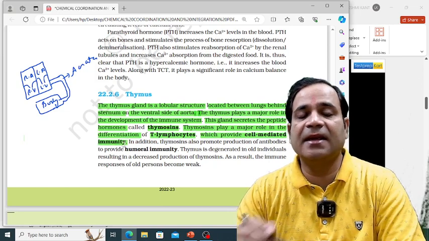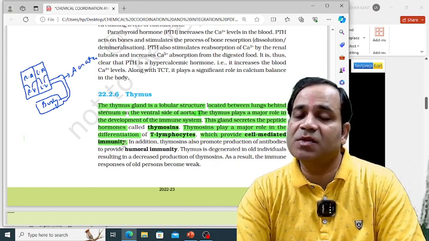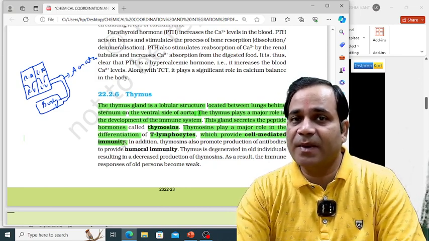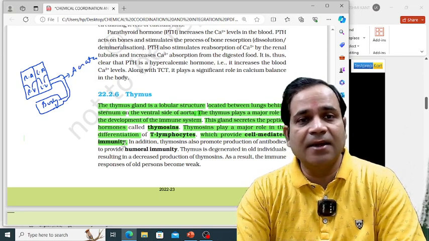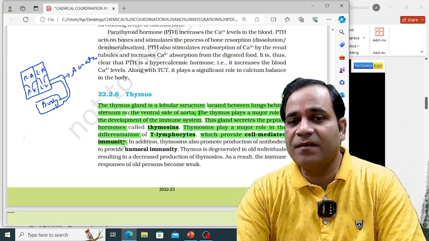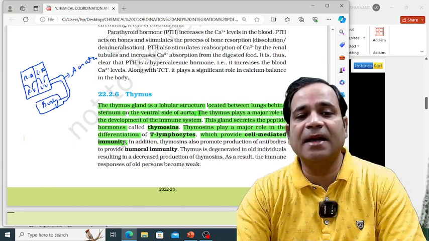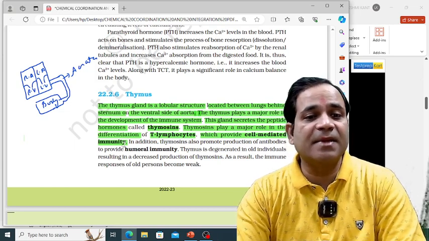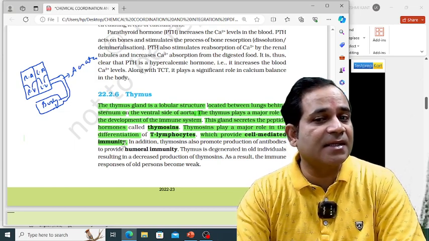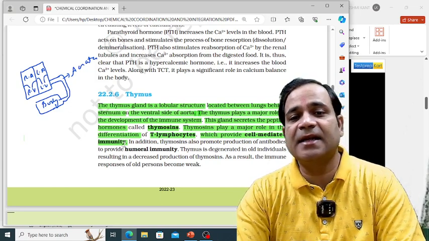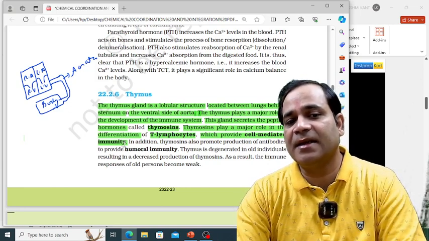See what I'm saying here? The immune system is to be developed by which gland? The thymus gland. This is the major role in the development of the immune system. The gland secretes a peptide hormone, that is thymosin, and its major role is in the differentiation of T lymphocytes. And these T lymphocytes provide cell mediated immunity, my dear.